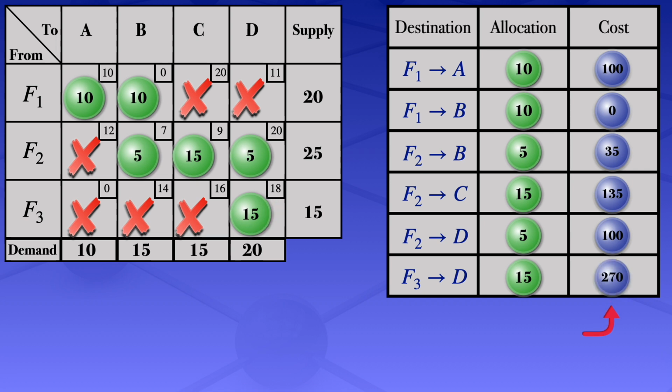Then we add up the costs which are in this column there. Then we get a total of 640. So what we are having there is that the northwest corner method is giving us a total cost of the transportation problem of 640. So that's the initial basic feasible solution using the northwest corner method.